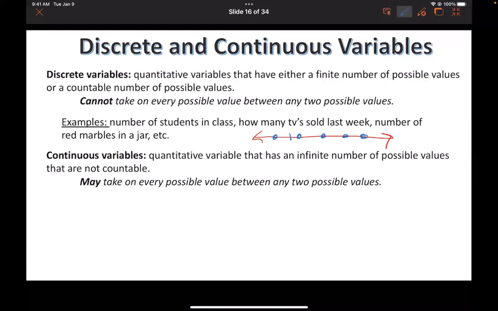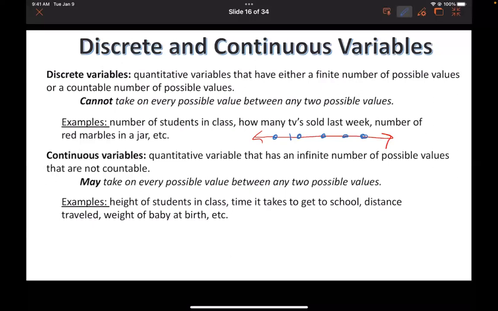And I know that earning money is kind of weird on that because you can do pennies and a lot of people round up to the nearest 15 minutes or something, but technically money is considered continuous because you have to earn $14.75 before you can earn $15. So earning money is considered continuous.